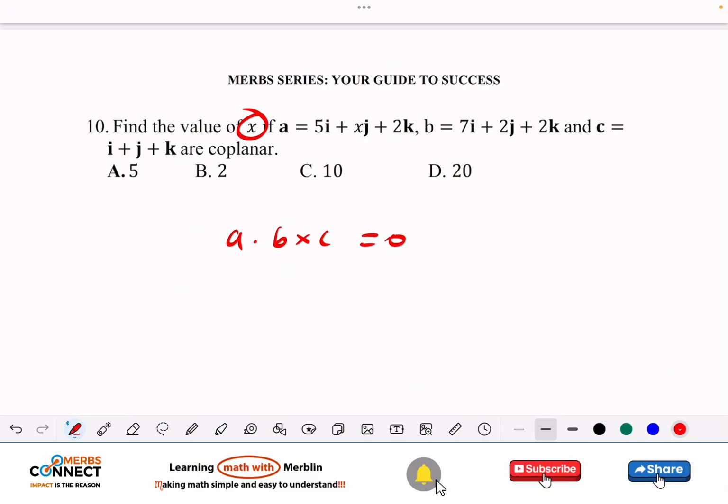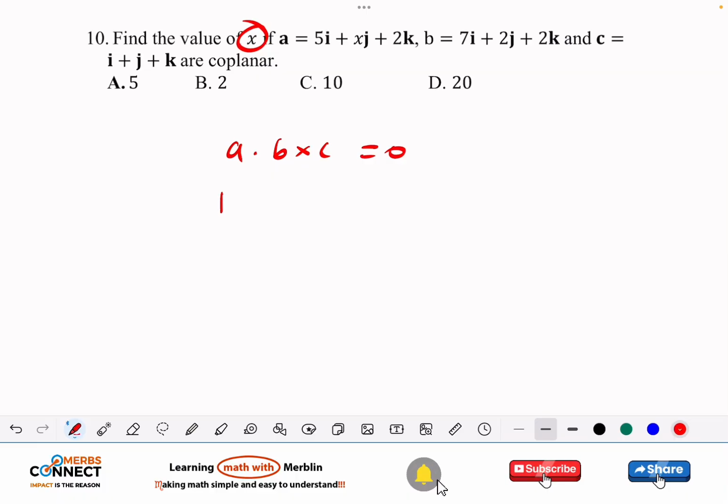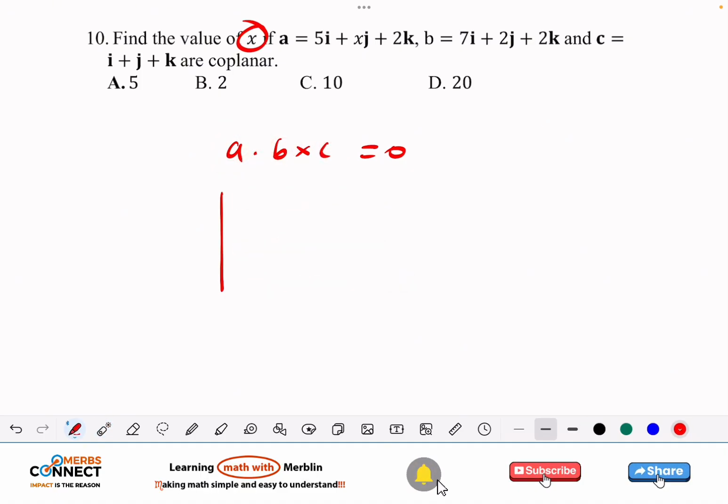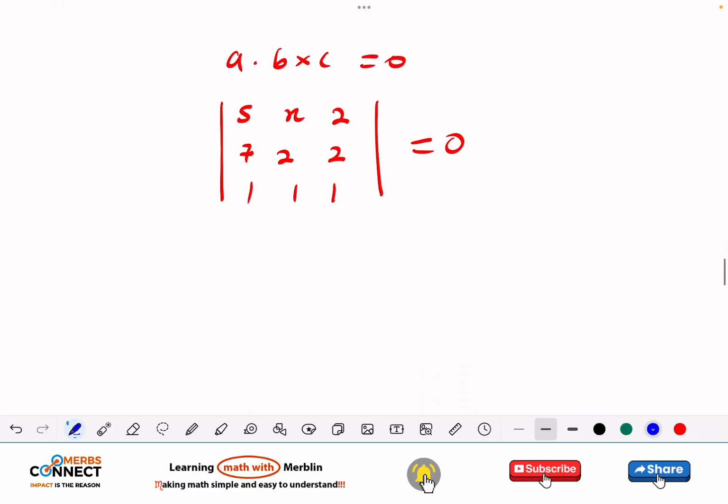This is coplanar, right? Because of the dot, A will be on the first row, B here, and C here. So A is (5, x, 2), B is (7, 2, 2), and C is (1, 1, 1). And this should be equal to 0 because they are coplanar to each other. So let's try and figure out x.